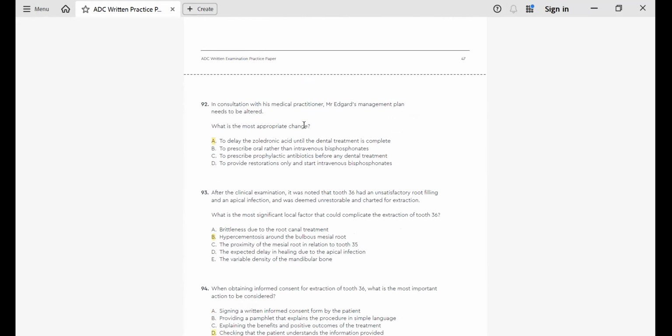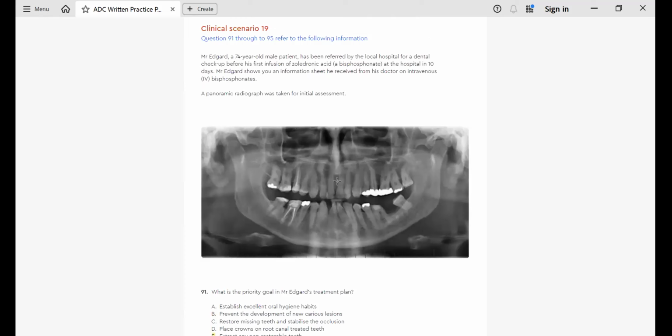What is the most appropriate change to delay the zoledronic acid until the dental treatment is completed? Because it says in consultation with his medical practitioner, Mr. Edgar's management plan needs to be altered. What is the most appropriate change? Okay. So you can delay the start so that any necessary extractions can be done.